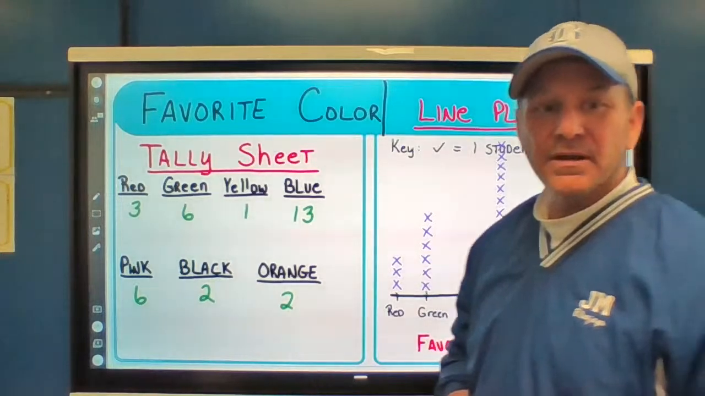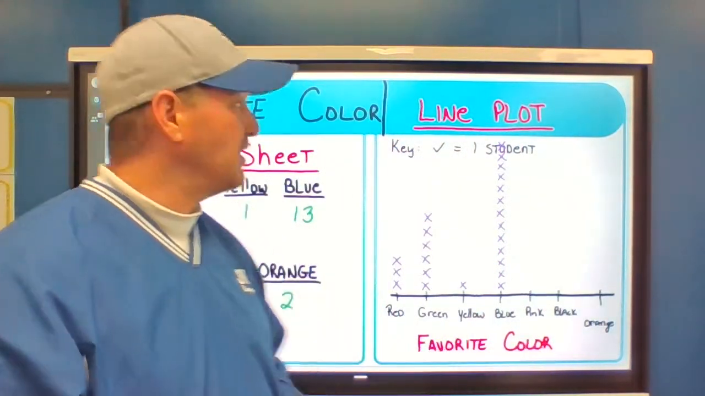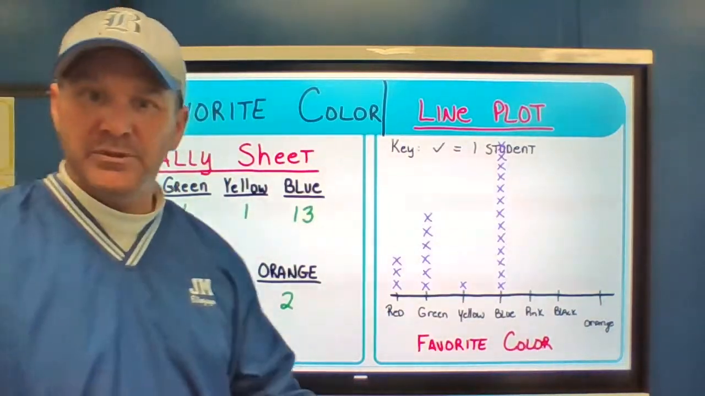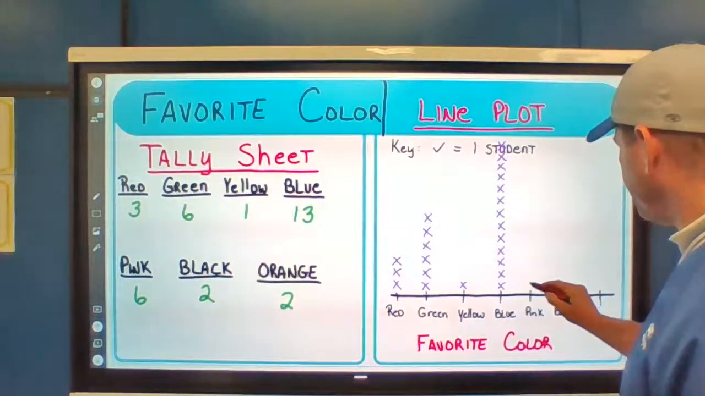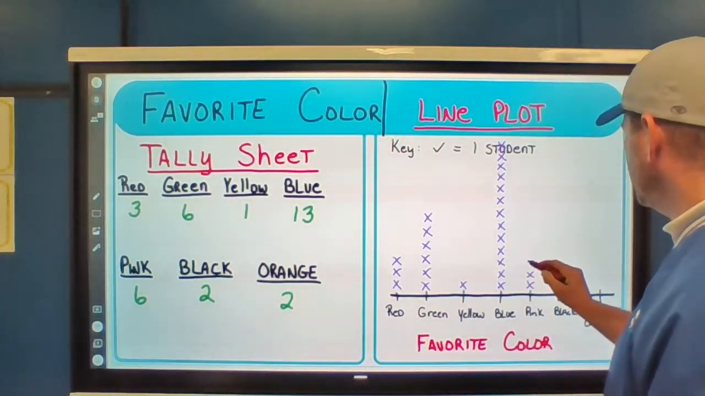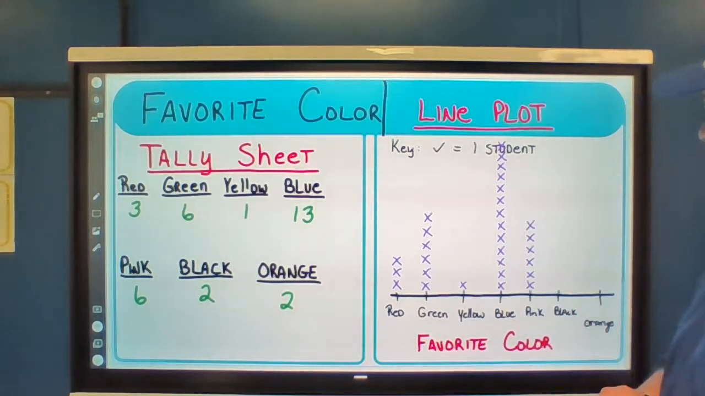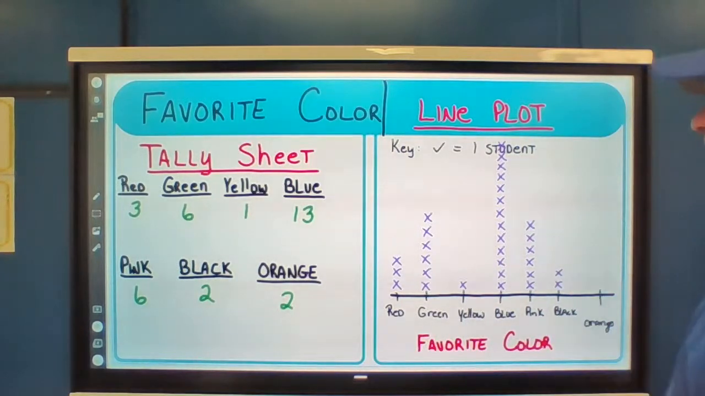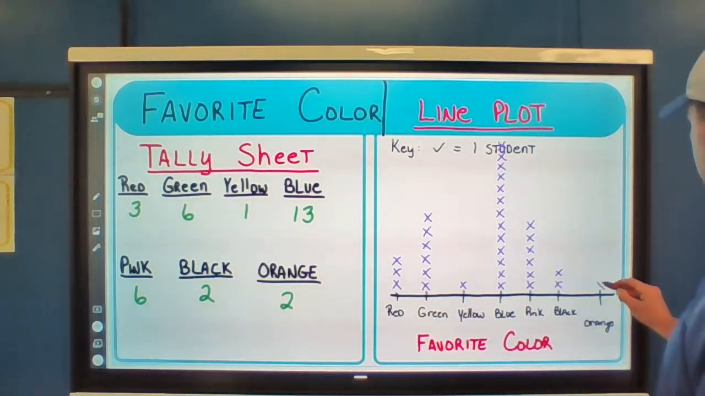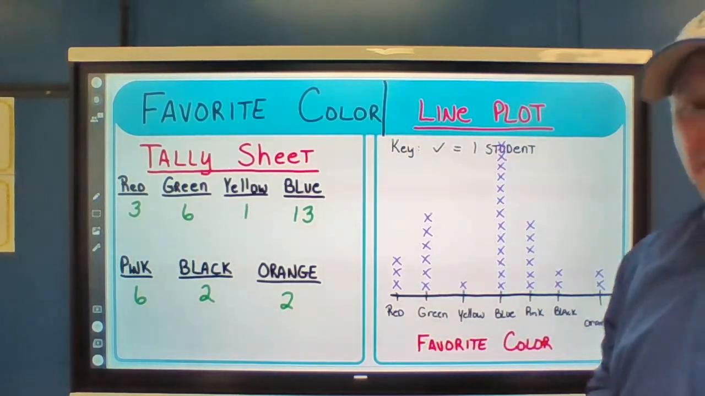Wow, that looks pretty common. I can almost tell right now that your most common favorite color as a class is blue. Blue for Blue Jays. Okay, let's go to pink. There were 6 of you: 1, 2, 3, 4, 5, 6 chose pink. 2 of you chose black. And 2 of you chose orange. And there I completed my line plot for my favorite colors.